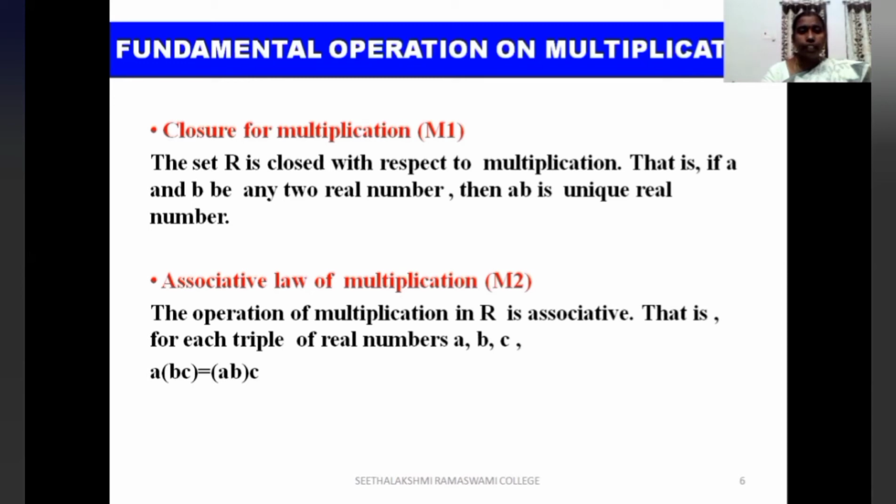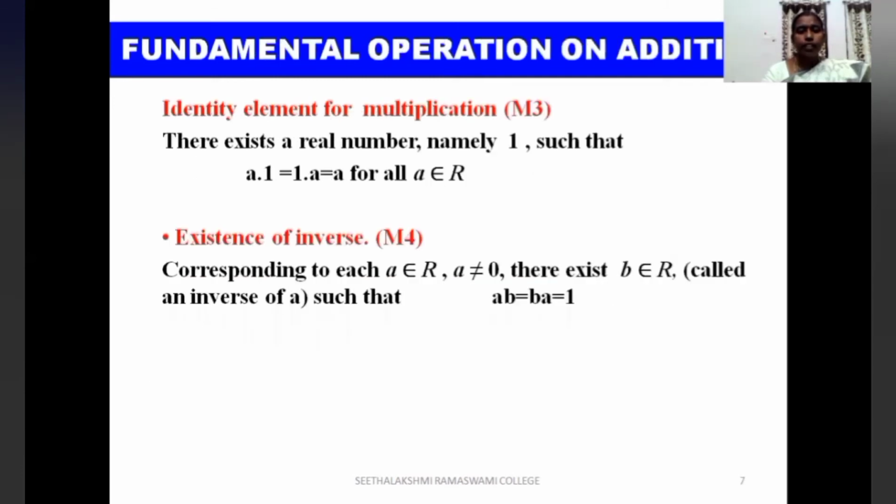Next property, associative law of multiplication, M2. The operation of multiplication in R is associative. That is, for each triple of real numbers a, b and c, we have a into (bc) equal to (ab) into c. Next, move on to identity element for multiplication, M3. There exists a real number, namely 1, such that a dot 1 equal to 1 dot a equal to a for all a belonging to R.